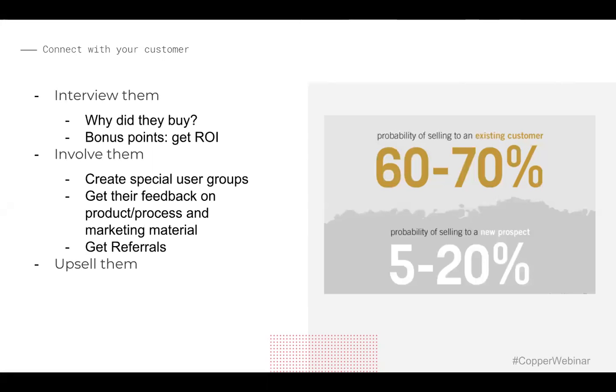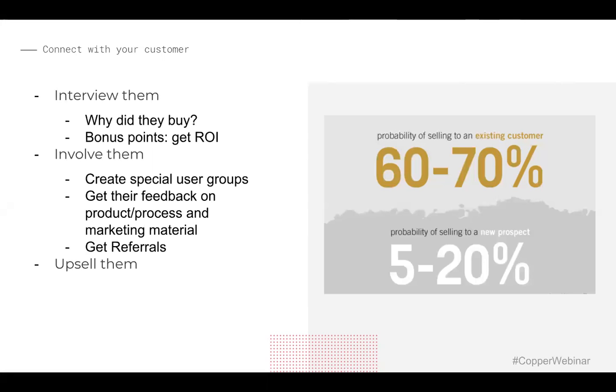Another great thing you can do with your customers is you can actually involve them, right? Create special user groups, bring them in for product reviews, let them look at your roadmap. They're your buyer, right? So they should know what it is that they'd like to see. And a lot of that stuff can actually be really impactful for you.